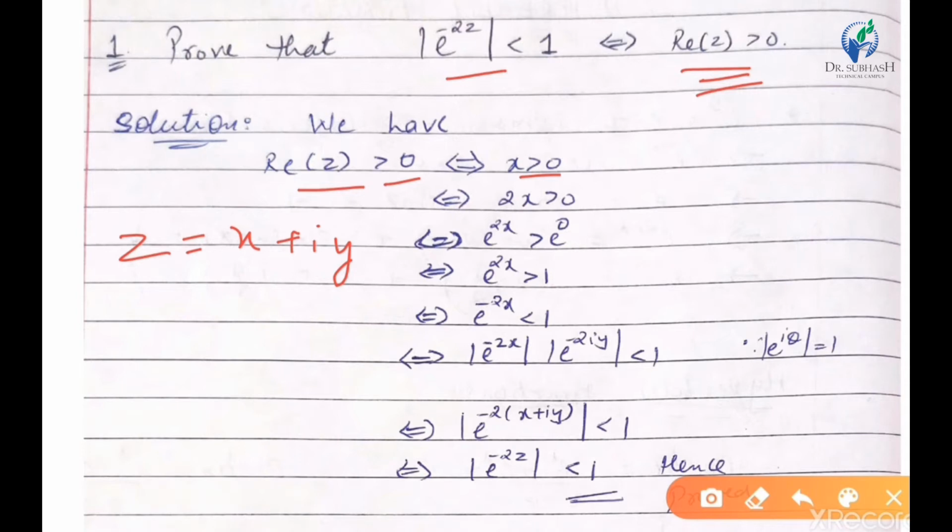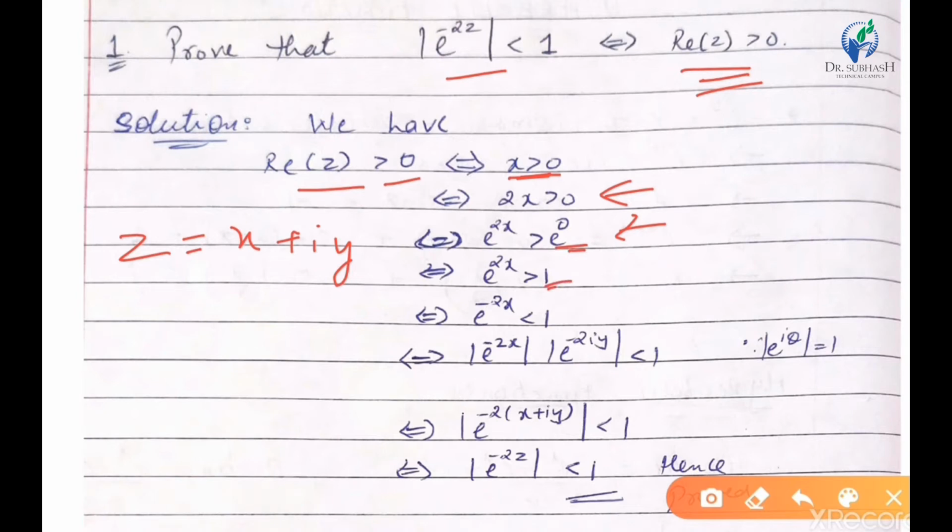Now what we have to prove is e raised to minus 2z. So we will try to convert in this form. So now if we multiply both the sides by 2, we get 2x greater than 0. Now we need exponential power. So we take exponential power on both sides. So we get e raised to 2x greater than e raised to 0. Now e raised to 0 is 1.